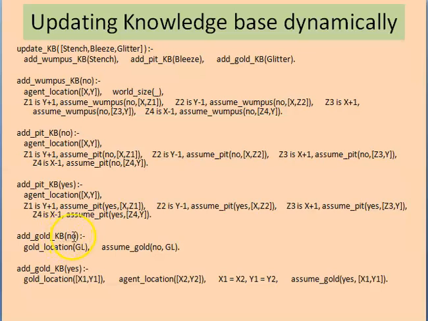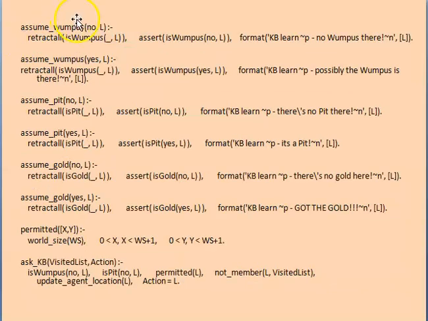Then similarly, if glitter is no, then in that case the gold location is different from the agent location, and in case it is given as yes, then the agent location and the gold location will be the same. Similarly for Wumpus also, yes and no are there. If stench is no, in that case we will retract all the previous values of the Wumpus and say that there is no Wumpus in the cell. And if yes is passed, then we will say that the Wumpus is there.